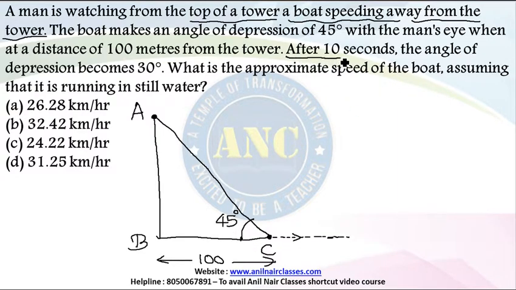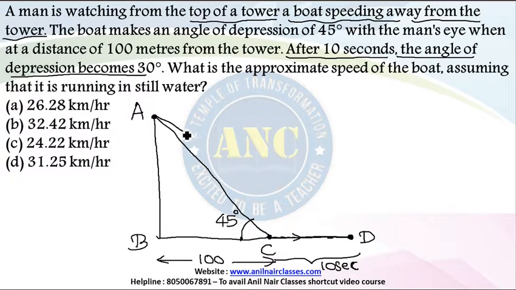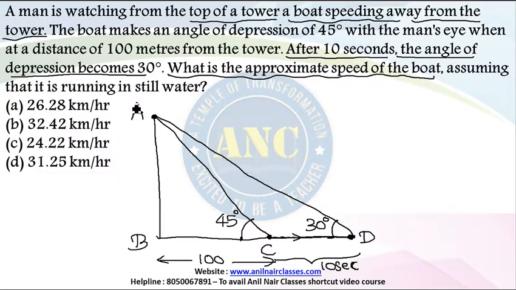Next, after 10 seconds, the angle of depression becomes 30 degrees. That means the boat started moving in this direction, and somewhere at point D, after 10 seconds has been completed from C to D, the angle of depression of the man from the top of the tower is 30 degrees. What is the approximate speed of the boat, assuming that it is running in still water? Assuming the boat is moving in still water, angle B is 90 degrees.